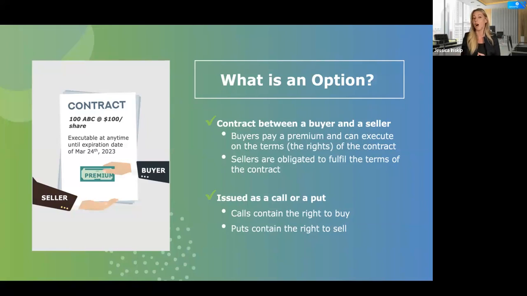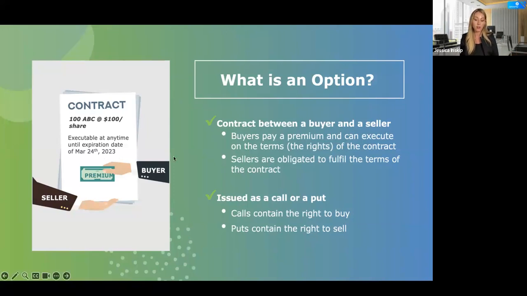So it's issued as a call or a put. A call simply means that it contains the right to buy. A put means that it contains the right to sell. In this example, this contract represents 100 shares of ABC at $100 per share, executable at any time through the expiration period, which is May 24th, 2023.